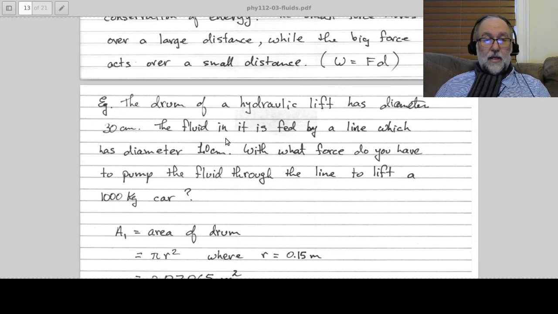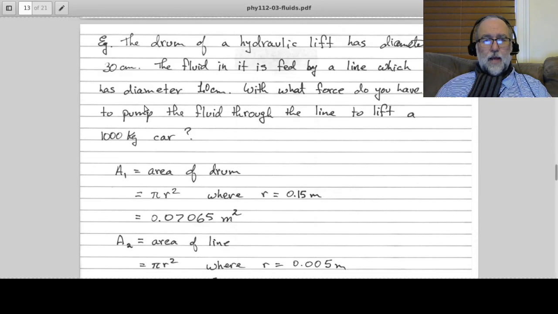Okay, the fluid in it is fed by a line which has a diameter of 1 centimeter. So there's a line which goes to the drum, and it's only 1 centimeter in diameter. What force do you have to pump the fluid through the line to lift a 1,000 kilogram car? Okay, so you're going to have to push that fluid in through the line. How much force do you require?